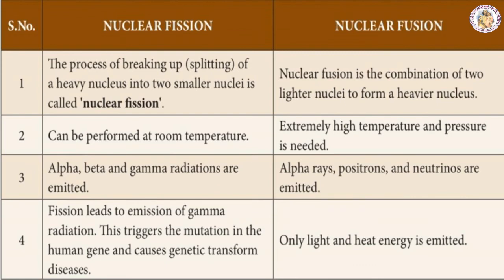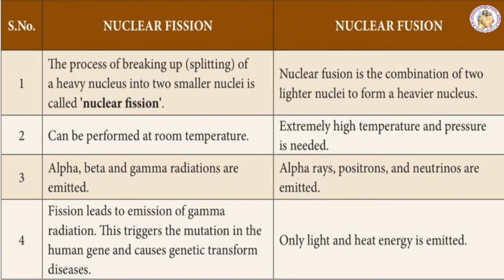Let's see the features of nuclear fission and nuclear fusion. Nuclear fission is the process of breaking up of a heavier nucleus into two smaller nuclei. Nuclear fusion is the combination of two lighter nuclei to form a heavier nucleus. Nuclear fission can be performed at room temperature, but for nuclear fusion extremely high temperature and pressure is needed.